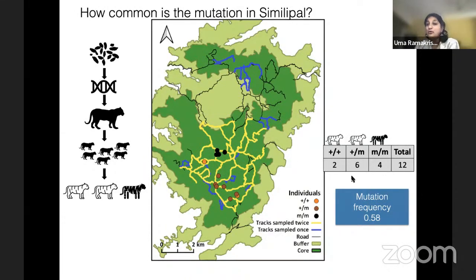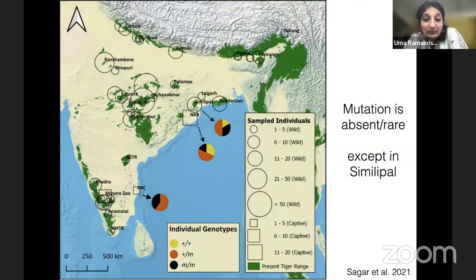And basically, this is the frequency of the different mutations and wild type allele we found. And it turned out that the frequency of the mutation is almost 0.58. This is really high, right? Because these individuals are not seen anywhere outside of Simlipal. Really? So maybe we just miss them because they're present in a heterozygous state, because heterozygous individuals look wild type, right?